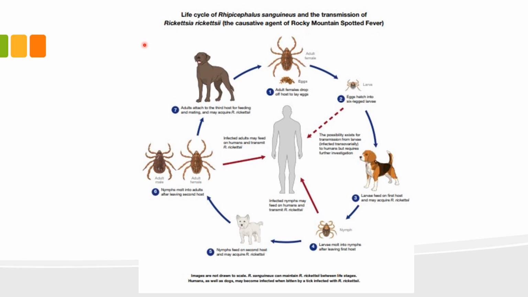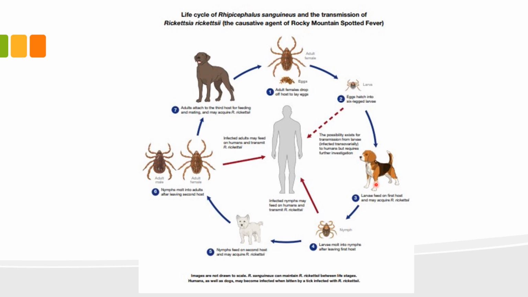This diagram shows the typical life cycle of brown dog ticks. Brown dog ticks spread the bacteria that cause Rocky Mountain spotted fever in some parts of the southwestern US and Mexico. Rocky Mountain spotted fever is a bacterial disease spread through the bite of an infected tick. Most people who get sick with RMSF, Rocky Mountain spotted fever, will have fever, headache, and rash.